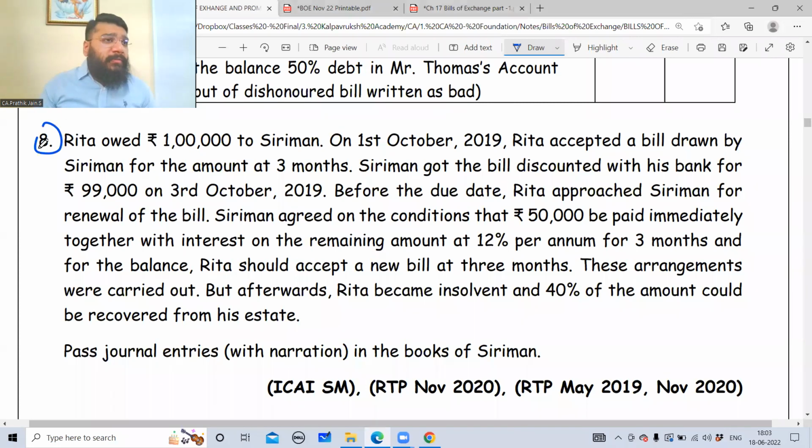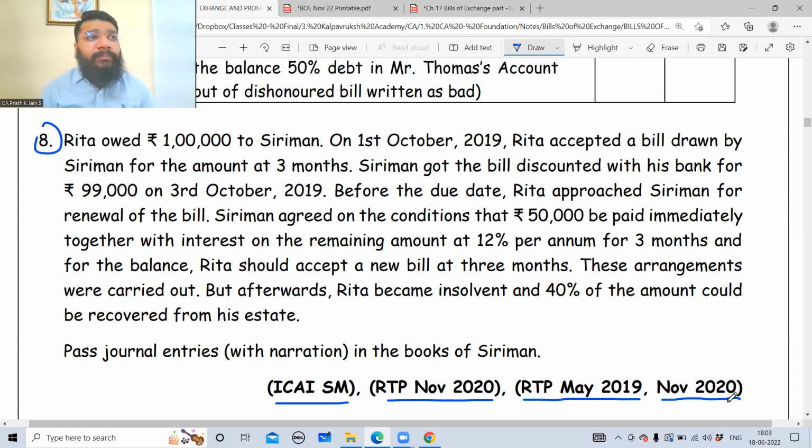Illustration number 8. This is a question from your ICAI study material. It is your RTP November 2020 question, and also your RTP May 2019 question. The same question was repeated, maybe with the same numbers and values, or a different name or different number, but the rest is all the same. So this many times this question has been asked.